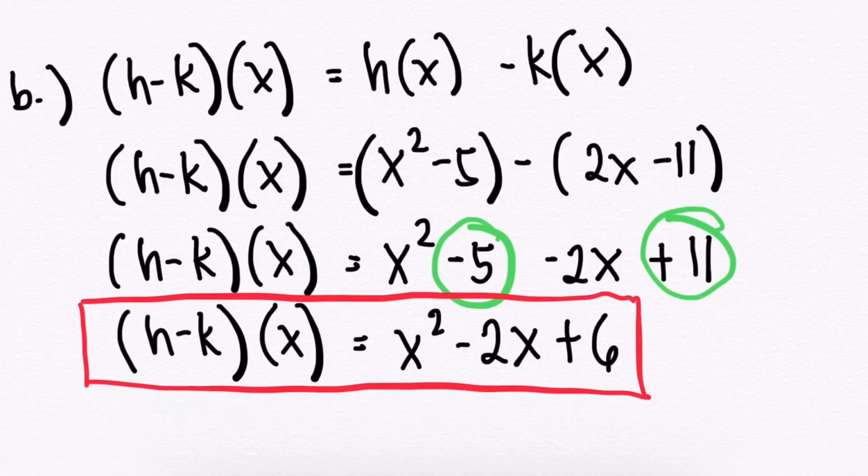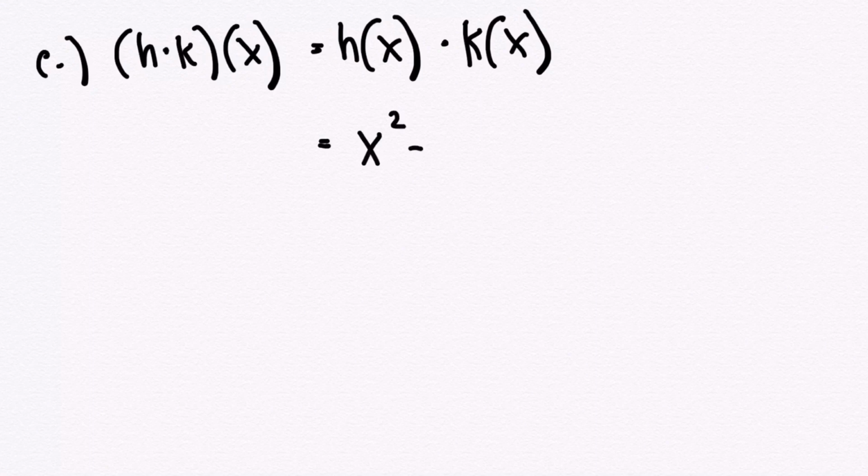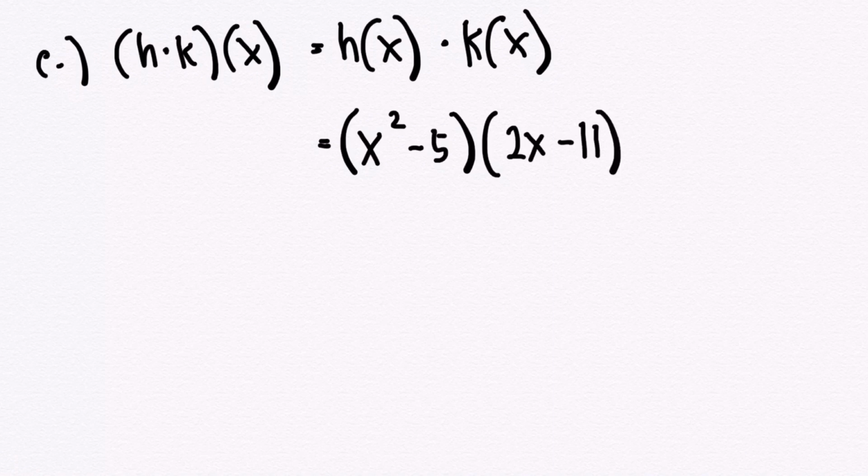Now let's try multiplication. That is, h times k of x is equal to h of x multiplied by k of x. Replace h of x with x squared minus 5 times k of x, which is 2x minus 11. You can use here the FOIL method.